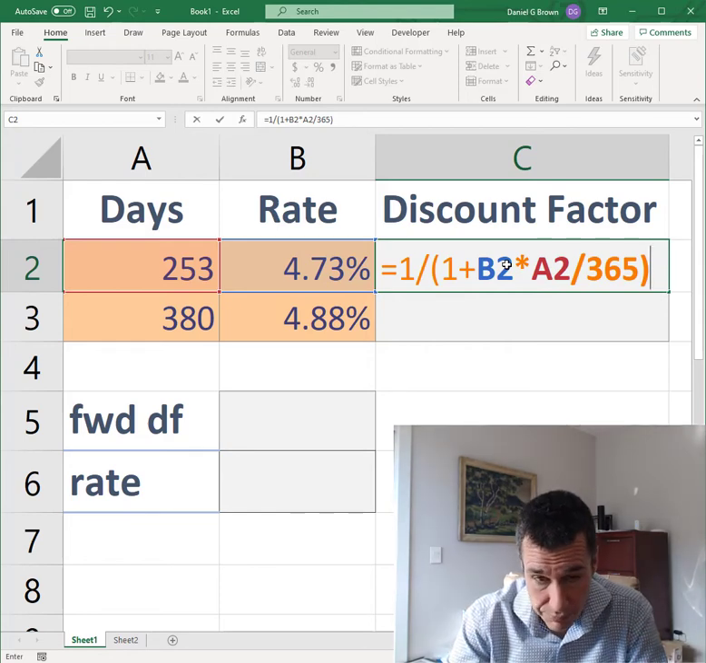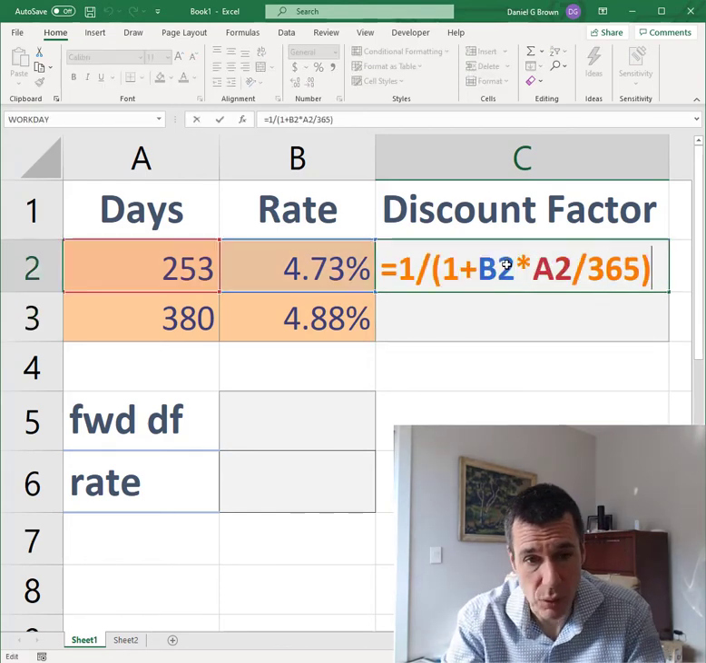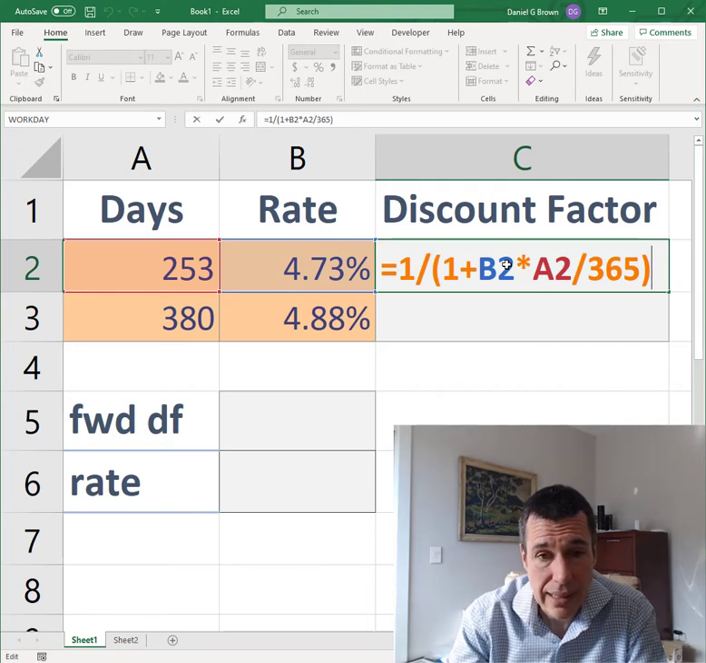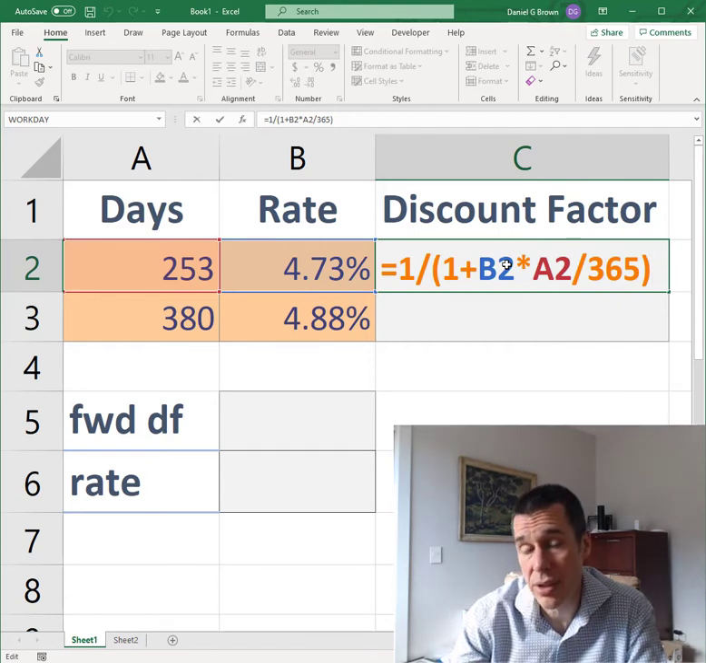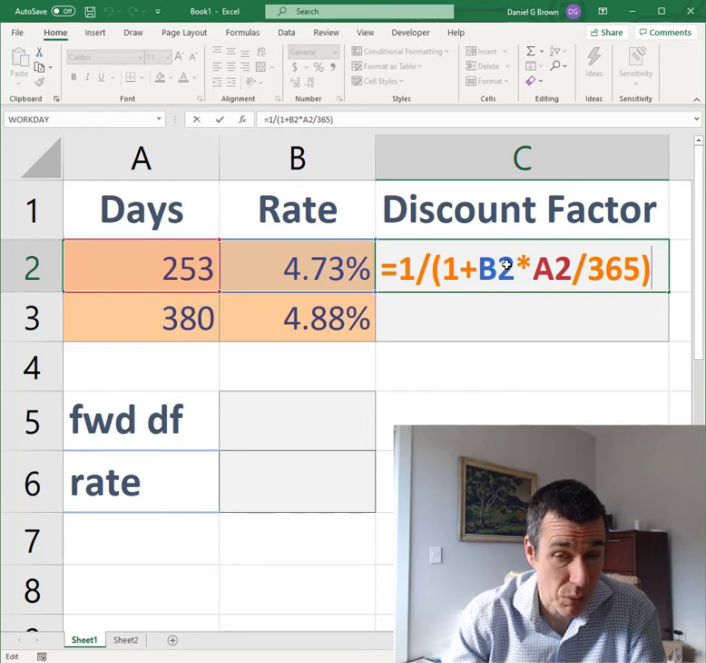So the way we remember this formula is it's an interest calculation, right? If we turn it on its head and look at the future value, we do 1 over the discount factor. The future value of $1, the discount factor is the present value of $1. The future value of $1 is 1 over the discount factor. And if we look at this formula, it's equal to 1, the original $1, plus the rate times the number of days divided by 365.